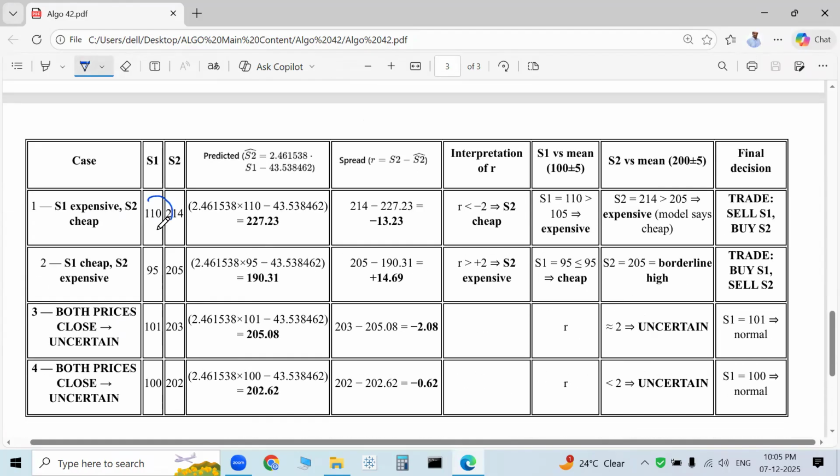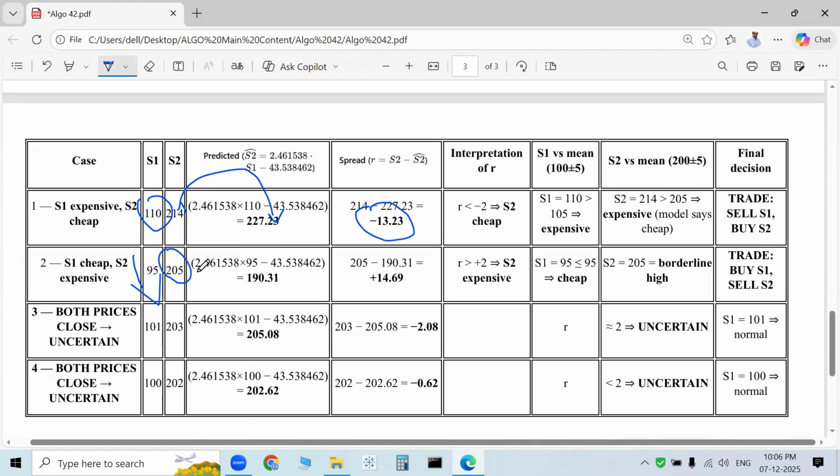Suppose S1 has moved up but S2 has not moved up. We are going to find out the predicted value of it, and if the spread is too negative, we are going to sell S1 and buy S2. Similarly, S1 has become cheap, but S2 is still expensive. So we are going to find out the predicted value of S2, and if the spread is positive, the value has to be large. Then we are going to buy S1 and sell S2.